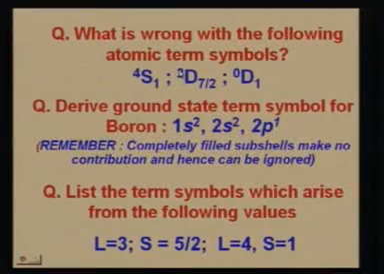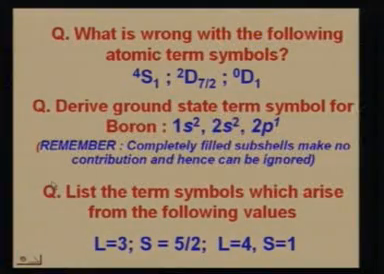That means this is the case of s equals half, and now D means L is equal to 2. So, half plus 2 would be 2 and a half, or 2 minus half would make it 1 and a half. So, now you can see what is wrong with this. It should be either 5 by 2 or 3 by 2. It cannot be 7 by 2. So, that does not agree with this.